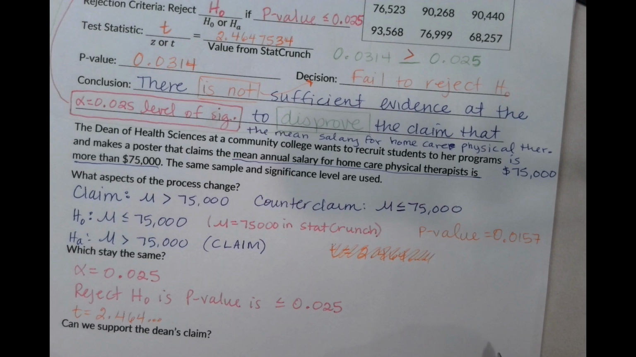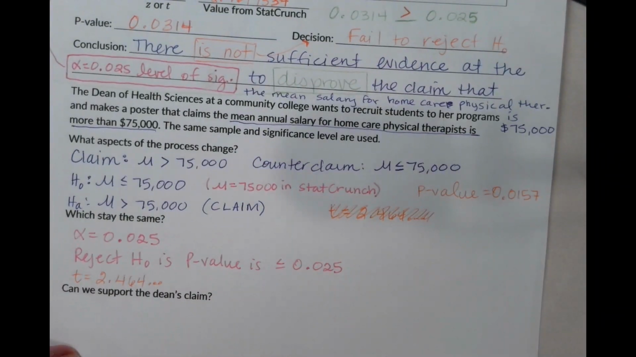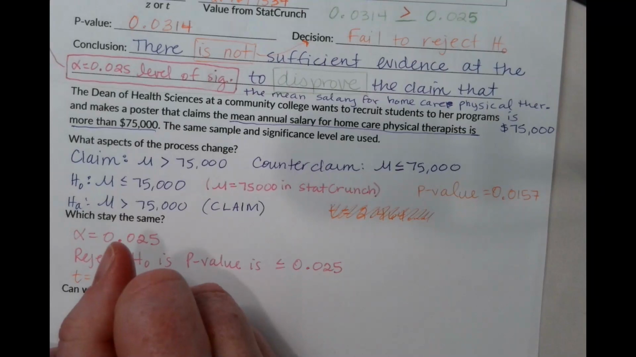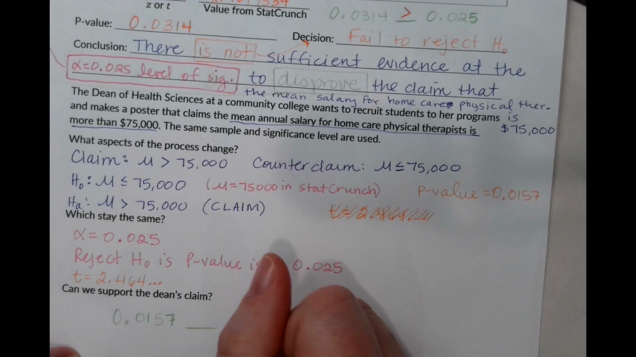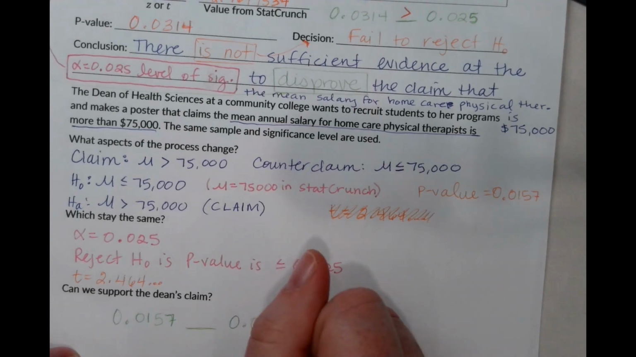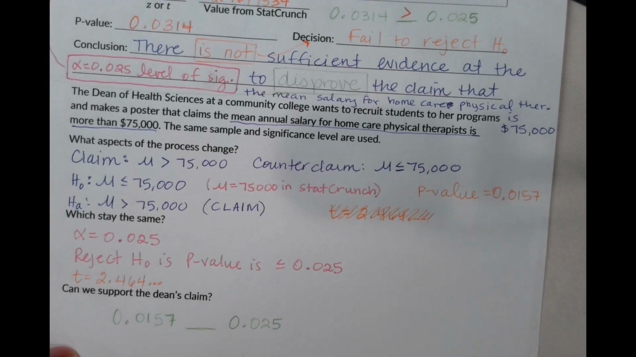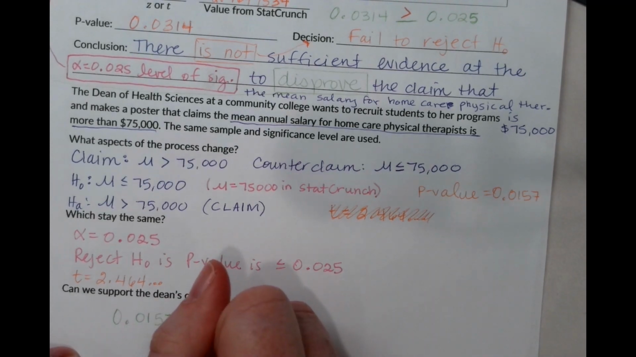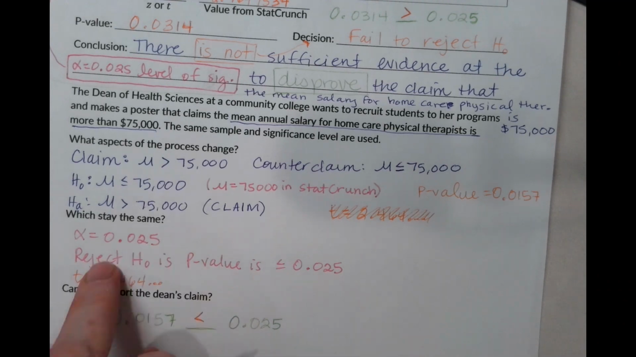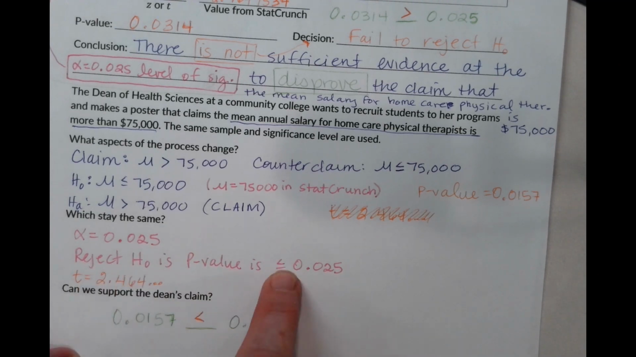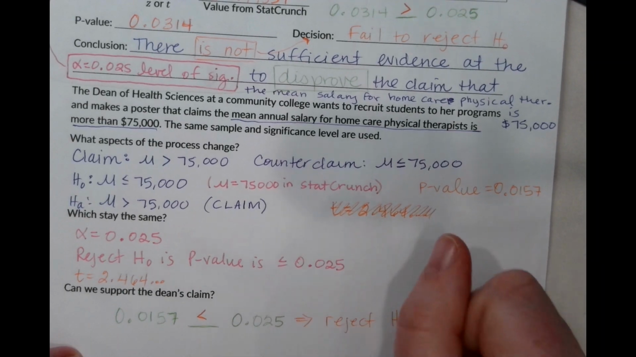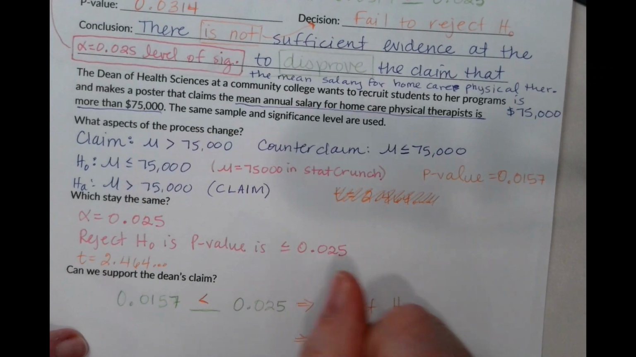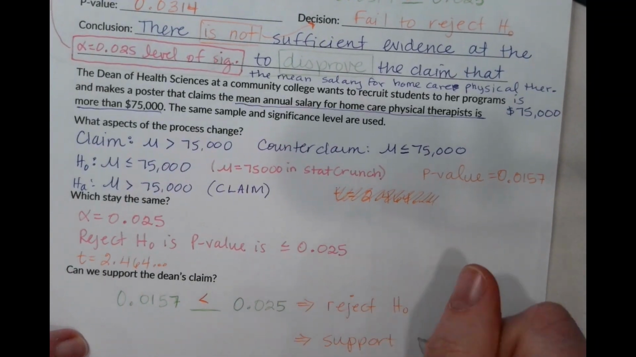And so now, as far as our decision is concerned, we put our p-value, 0.0157. We compare that to our significance level, 0.025. Well, this time it is less than. And so our rejection criteria, we can reject the null if the p-value is less than or equal to 0.025. It's less than, so we're going to reject the null hypothesis, which means we can support the dean's claim.